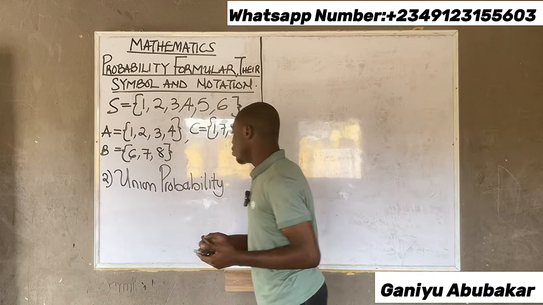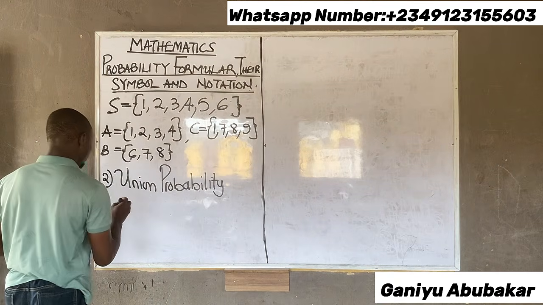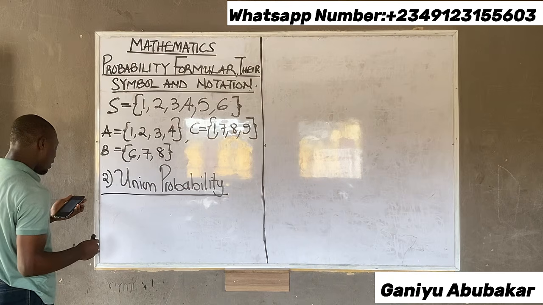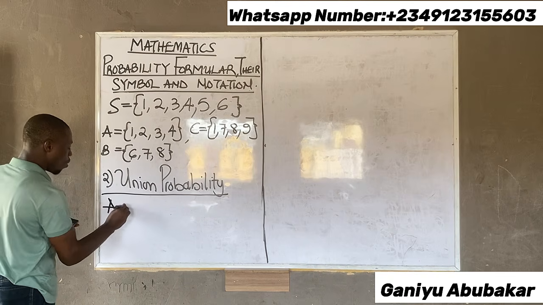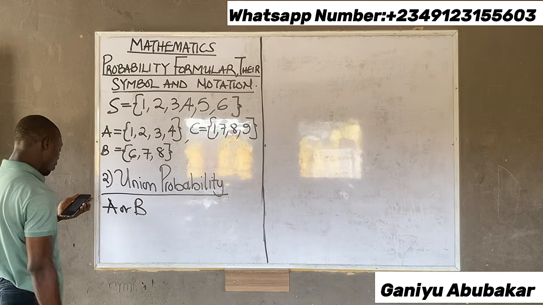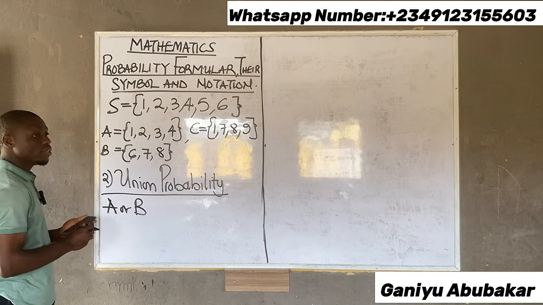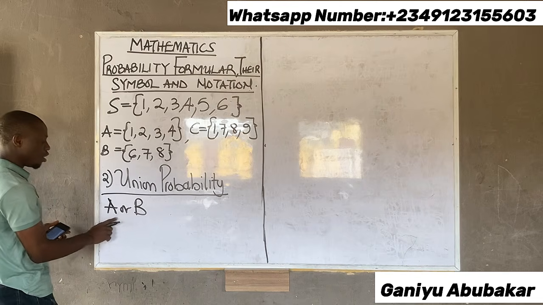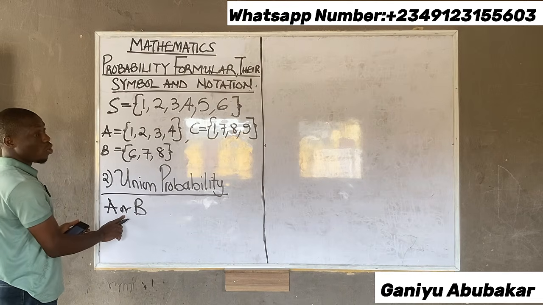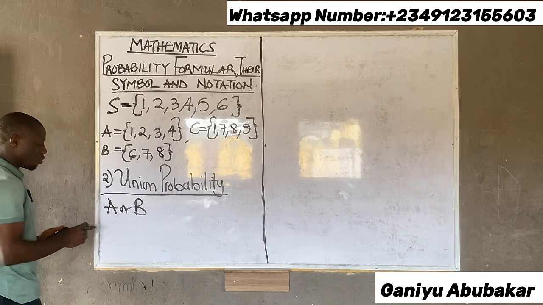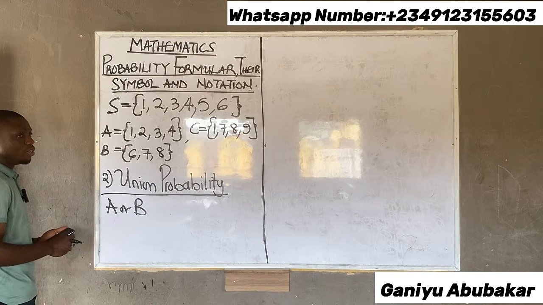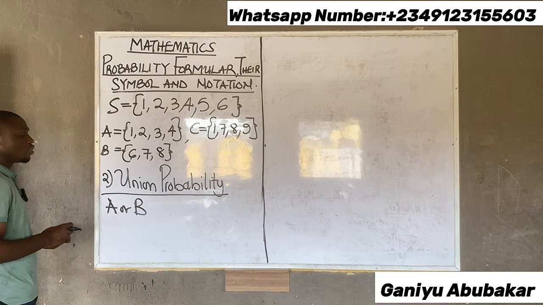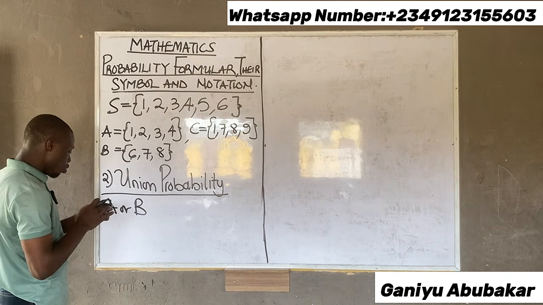So we said it is the probability that either event A or event B will occur, right? So this is how you write probability of A or B. It has to do with or. Don't worry, I'll show you what I'm saying. All right, A or B will occur. The probability that event A or B will occur is said to be what, the union probability.